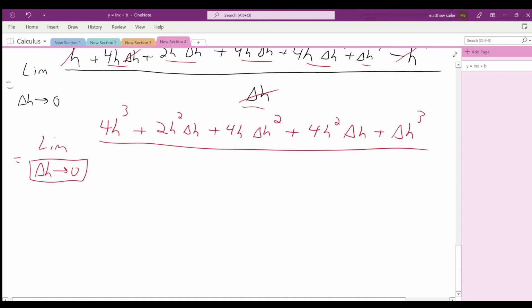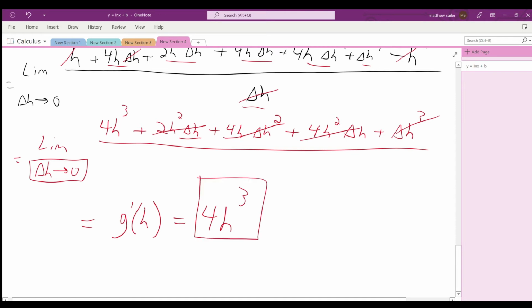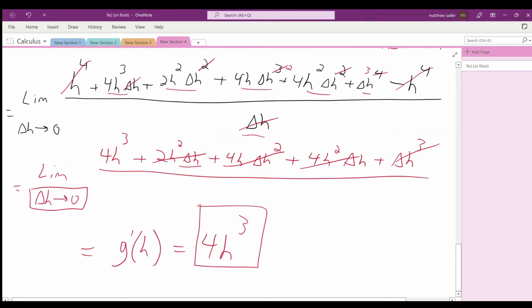And when we do that, when we see that delta h is approaching 0, we can see that this will become 0 because it's multiplied by 0. So will this, so will this, and so will this. And we are left with our derivative, g of h, is just equal to 4h cubed. So that was a lot of work to finally find this derivative.